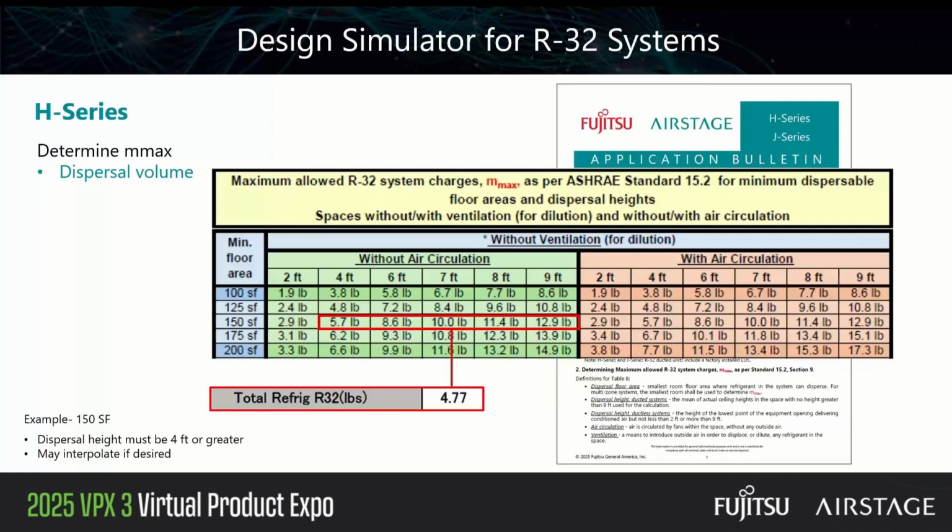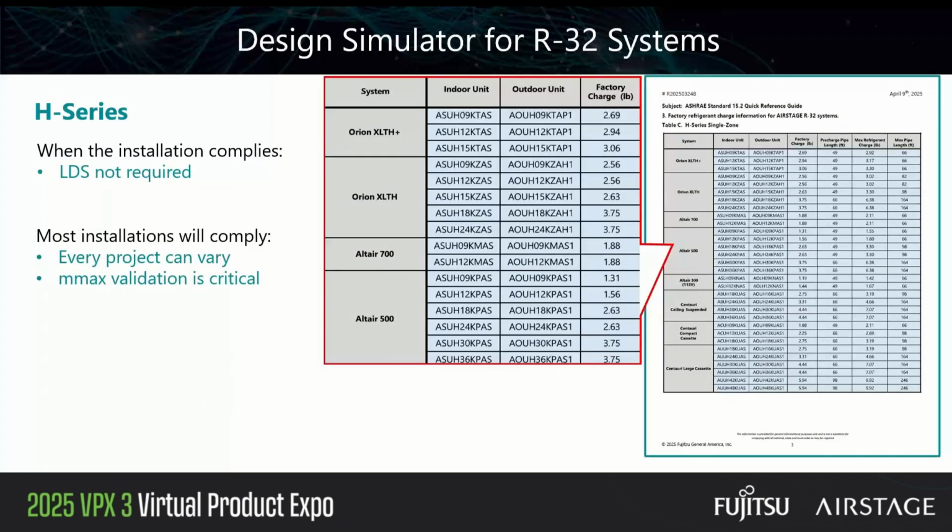In this case, let's just say with 7 feet, we see that at 7 feet, our maximum allowed refrigerant charge is 10 pounds, but we're less than half that. So our refrigerant charge is compliant with flying colors. I'm waving my hands here in the air, but you can't see that right now. So when the installation complies, more specifically when the refrigerant charge complies with the safety standard, an LDS is not required.